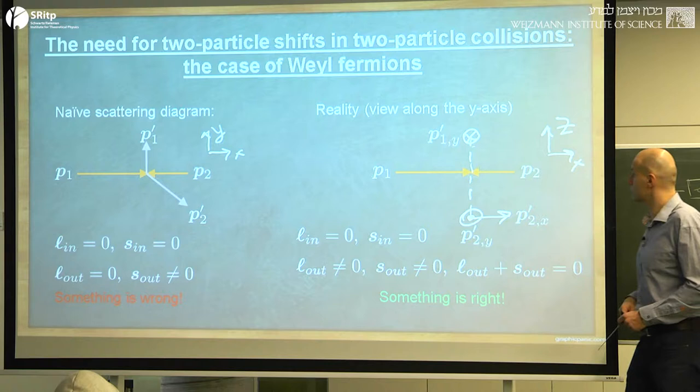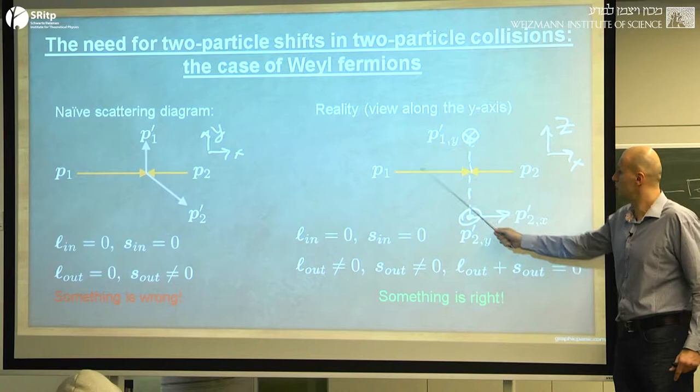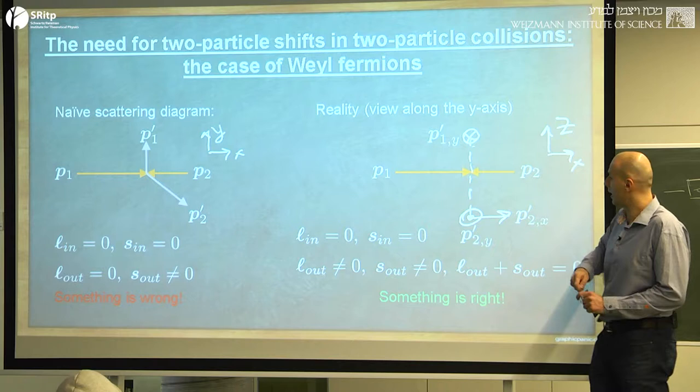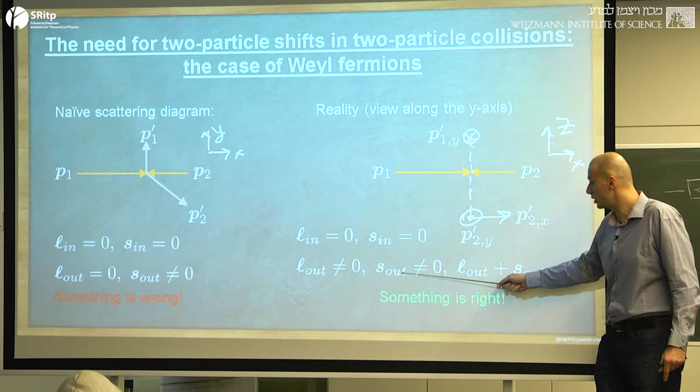So something is wrong. What happens is the following: I now view that scattering diagram from this side. I look along the y-axis. There are still these two incoming electrons, but the electrons that are coming out are shifted with respect to the collision point. And this shift allows you to not conserve the small L and the small S separately, such that the sum actually does stay zero.